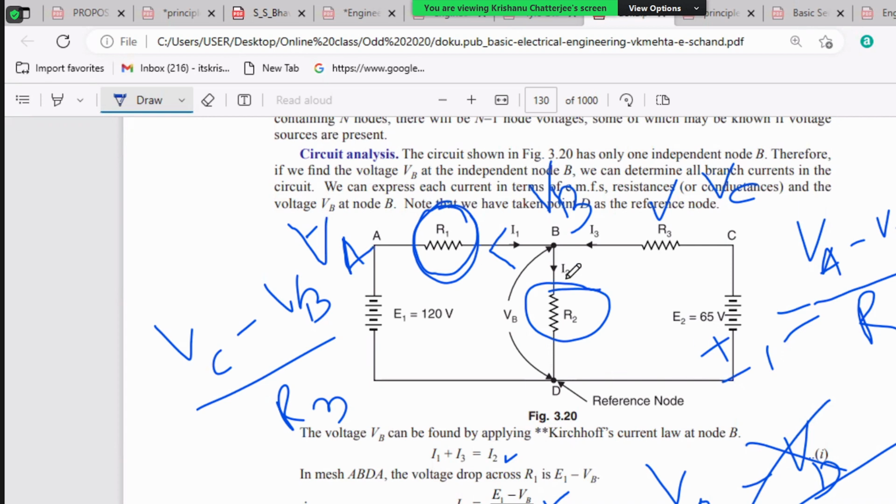R2 is the same thing, VB minus VD. VD is the reference node. The potential of the reference node I take as 0. That means the VD portion is not there. We don't have VD over here. So that means only VB by R2 is equal to I2.